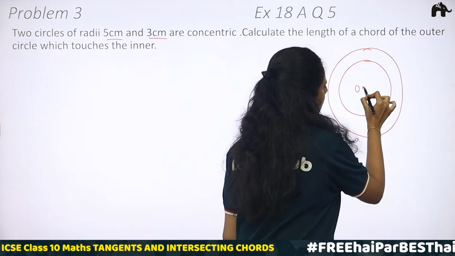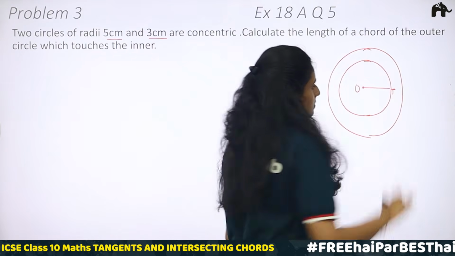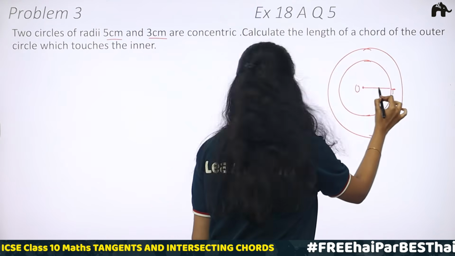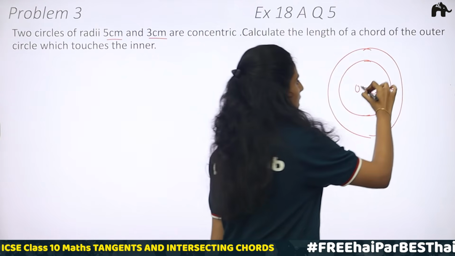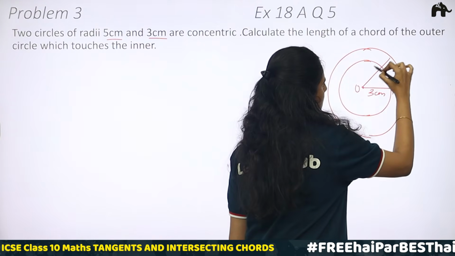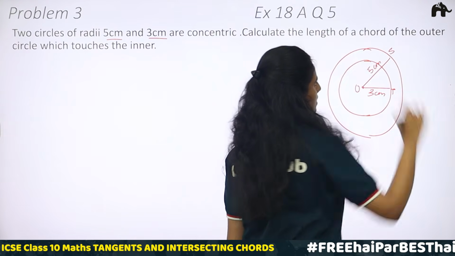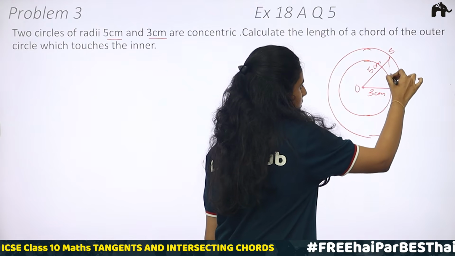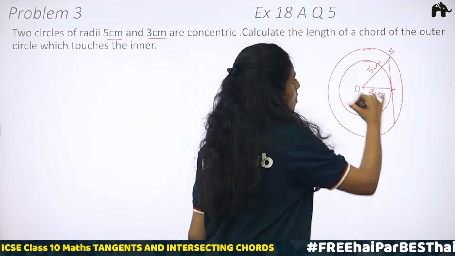Here, I am taking this radius. Let us take this point as some T. Here, this radius is given as 3 cm. That is the radius of the smaller circle. And the radius of the bigger circle is 5 cm. Let us take this as a point S. I am drawing a line which is a tangent to the smaller circle.